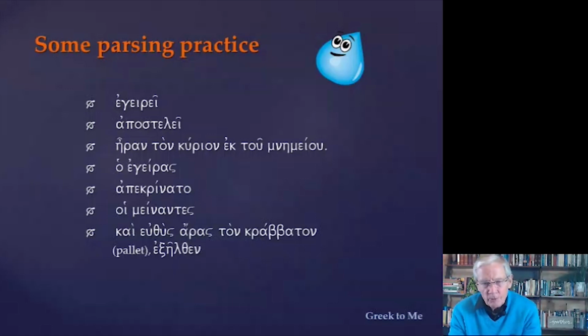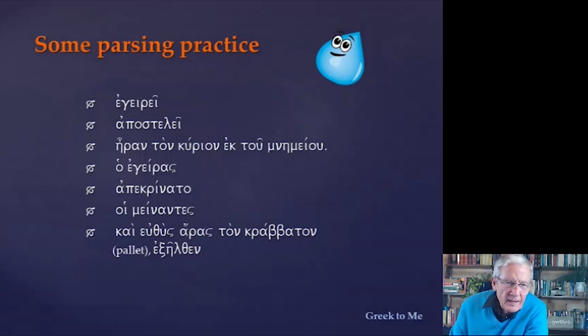Aaron, from airo, there we have an augment and then we have an alpha. So first aorist, active, indicative, third person plural. They took away ton kurion, the Lord, ek tou mnemeiou, from the tomb. Ho egeiras. All right, here we have a participle.